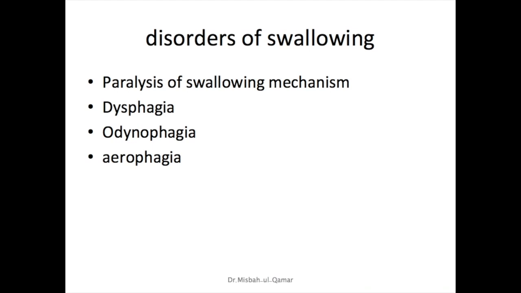Other abnormalities that may occur include abrogation of the swallowing act and passage of food into the trachea or into the nose. Then there is dysphagia, which means difficulty in swallowing. And this difficulty can be to liquids or solids or both. Next is painful swallowing, which is known as odynophagia.